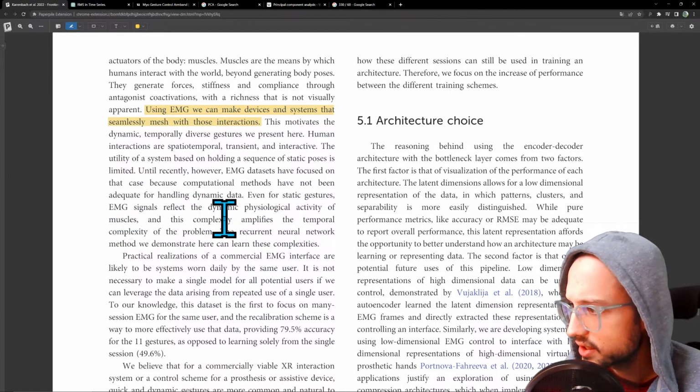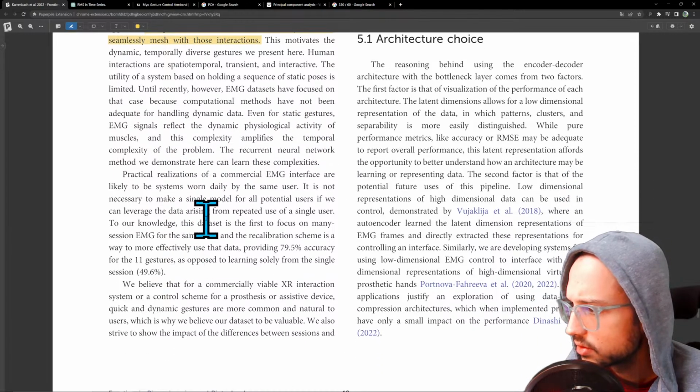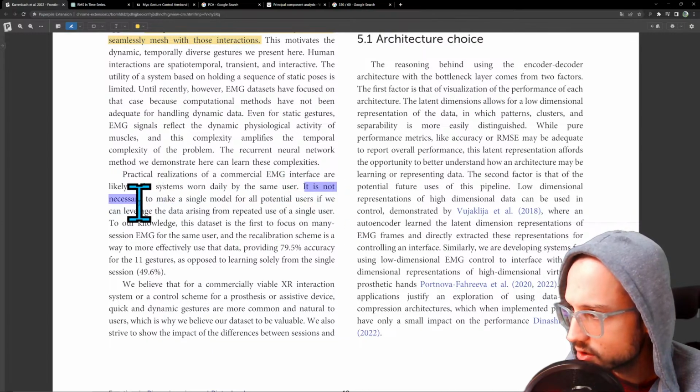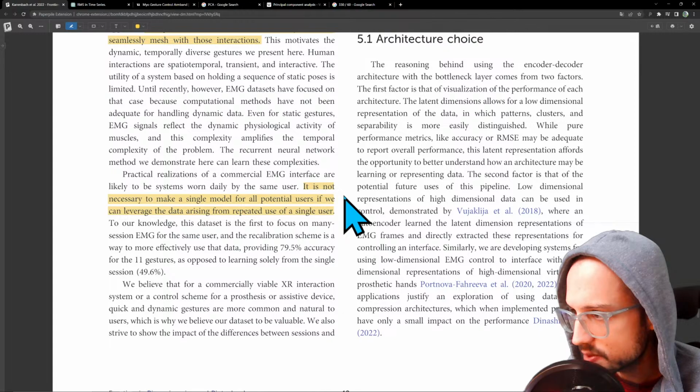EMG signals reflect the dynamic physiological activity of muscles. Practical realizations are likely to be systems worn daily by the same user. It is not necessary to make a single model for all potential users if we can leverage the data arising from repeated use for a single user. Likely you'll have a base model that's been trained on a ton of people, and then you'll have some fine-tuning for each specific user.